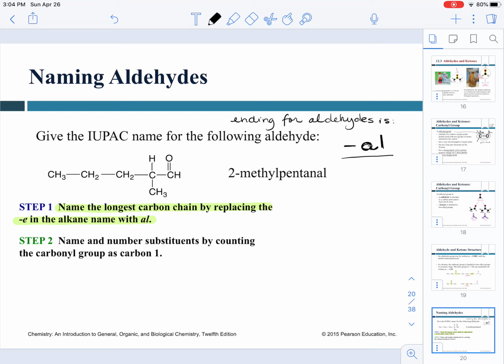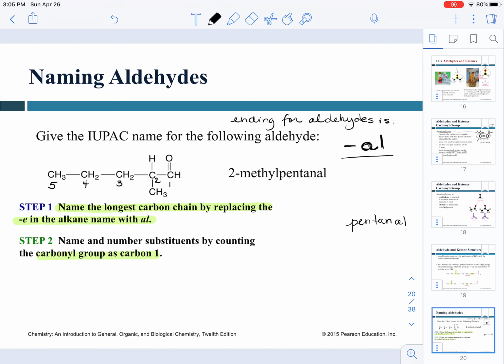Now, when it comes to numbering an aldehyde, understand that the carbon atom in the carbonyl is always carbon one. So in the molecule given in the example, this is carbon one, this is carbon two, three, four, five. If I write the alkane name for a five carbon system, that is going to be pentane. You erase the E, you put Al because we have an aldehyde. You don't have to specify the first carbon because the carbonyl carbon of an aldehyde is always carbon one, so there's no number.